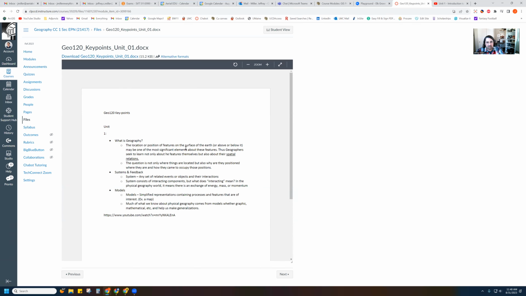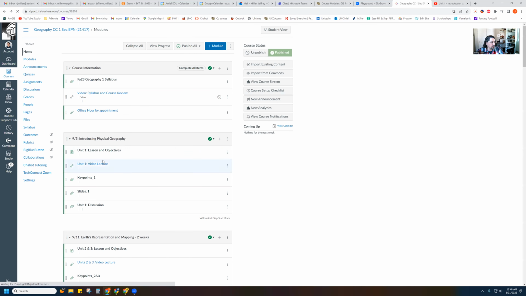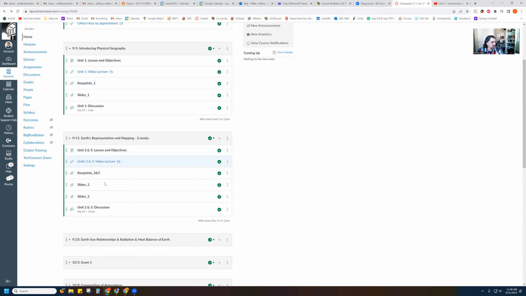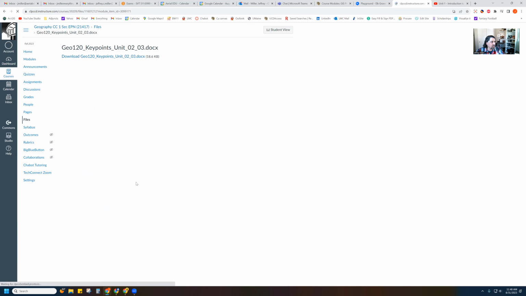This is a very short one because this first chapter is extremely short. But yeah, the idea is to have these key points in place. That's where my notes are. That's what I'm going to be lecturing you based off of. And let's use a different chapter, actually. If I go to Unit 2 and 3, open up this key point.